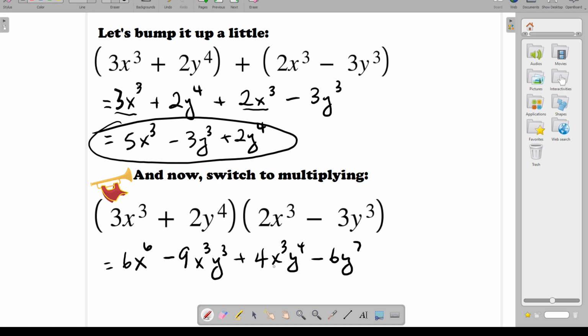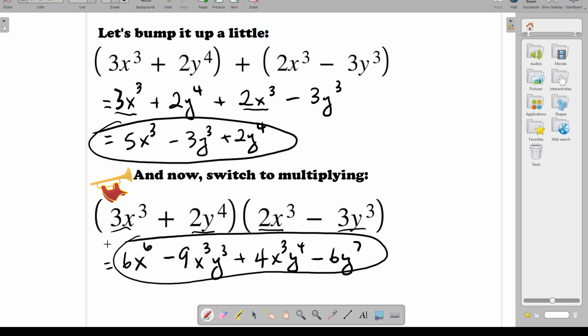Now we need to see if we have any like terms. We do not, because we have a 4x cubed y to the fourth when we multiplied this times this, and we have a 3x cubed times a negative 3y cubed gave us the negative 9x cubed y cubed. So there are no like terms. That ends up being our answer. Notice the difference in our answers and what happened in the problem because we were going from adding the two expressions to multiplying the two expressions.